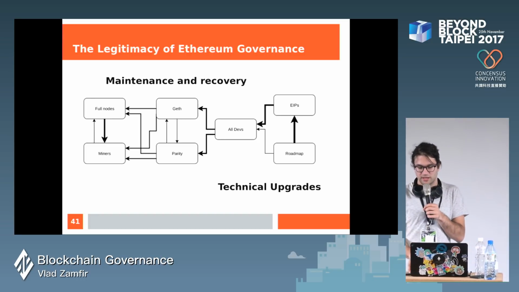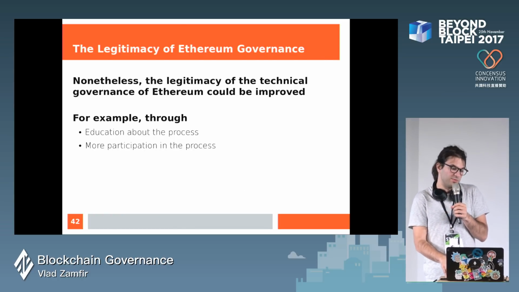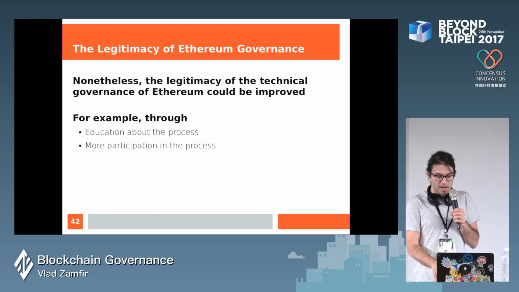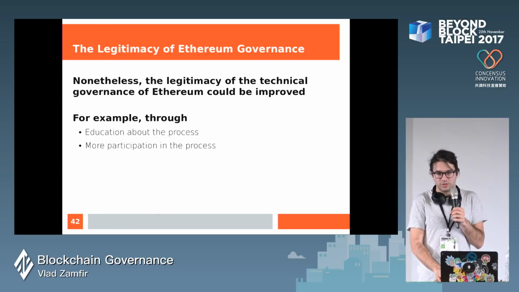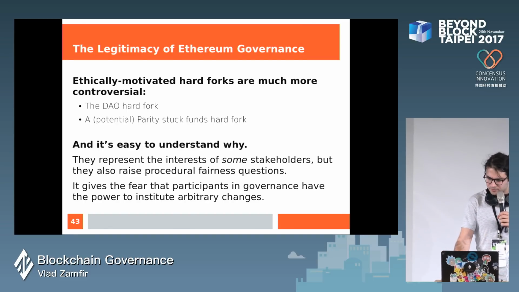I think if people were able to look at this picture more or think about governance more, they'd think that it's more legitimate just because they would see why it would produce outcomes that are aligned with their interests. And I think more participation also leads to more legitimacy because it leads to better outcomes. However, for ethically motivated hard forks, it's a little bit more controversial.